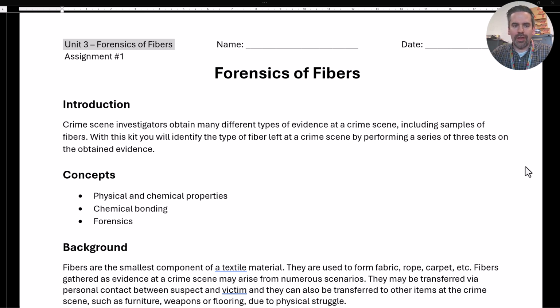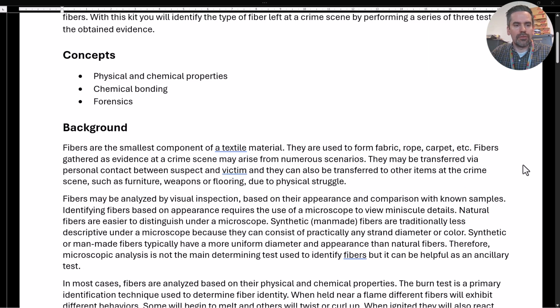Crime scene investigators obtain many different types of evidence at a crime scene, including samples of fibers. In this experiment, you will identify the type of fibers left at a crime scene by performing a series of 3 tests on the obtained evidence. So, we're going to look at some physical and chemical properties, and some chemical bonding, and some forensics. Okay, here we go.